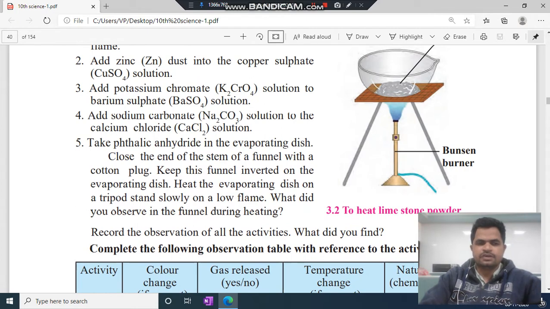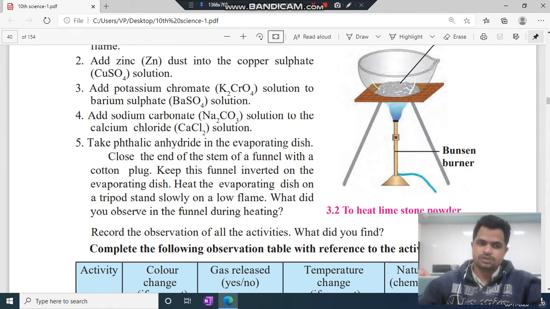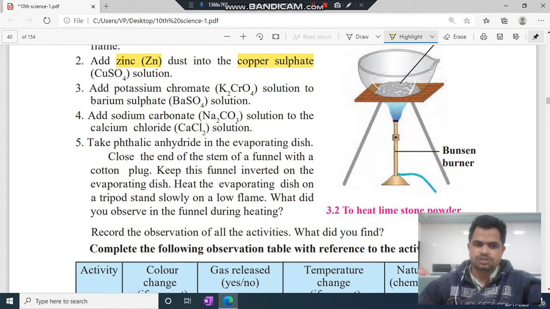Then activity second is like this. What is the activity? देखो, zinc dust into the copper sulfate solutions. We have to add the zinc dust. I show you with the help of highlighter. Look at here. Add zinc dust into the copper sulfate solutions. What happens when we add the zinc dust in copper sulfate solutions?